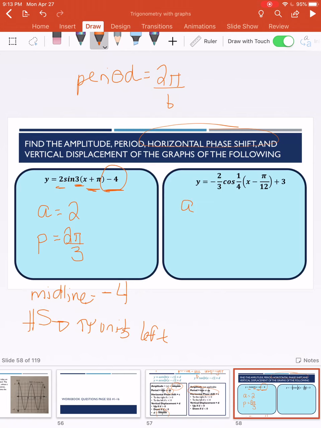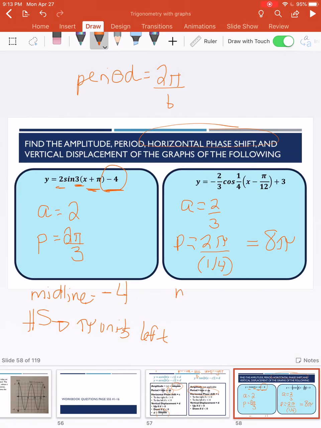So our amplitude is 2 over 3. So remember, with amplitude, we always use the positive value. That negative, which if you remember for transformations denotes a reflection in the x-axis, but our amplitude will still be the same. Our period is 2 pi over B. Our B value this time is 1 over 4. So 2 over 1 over 4 is in fact 8. So my period is 8 pi.